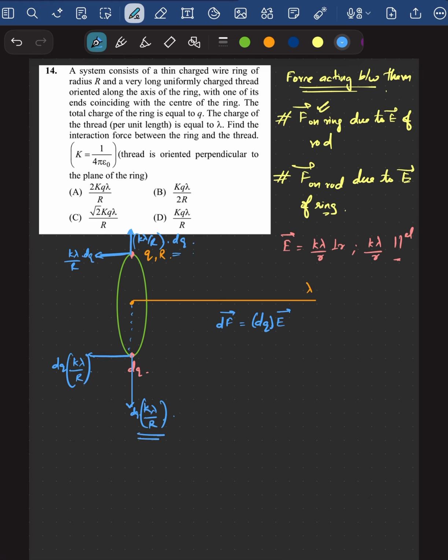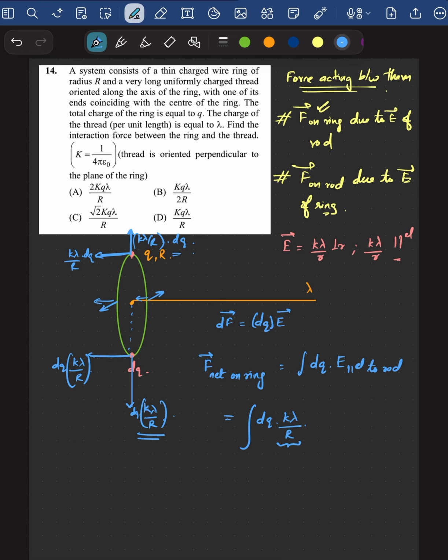So if I have to calculate the net force acting on that ring due to the electric field of the rod, I'll say it's the summation of all dq into the electric field component parallel to the rod only, because as we notice, your perpendicular components will cancel out even at these points as well, right? And all your parallel components will add up in this case. So we only have to add up the parallel components. So this will become equal to integral dq into k lambda by r, right?